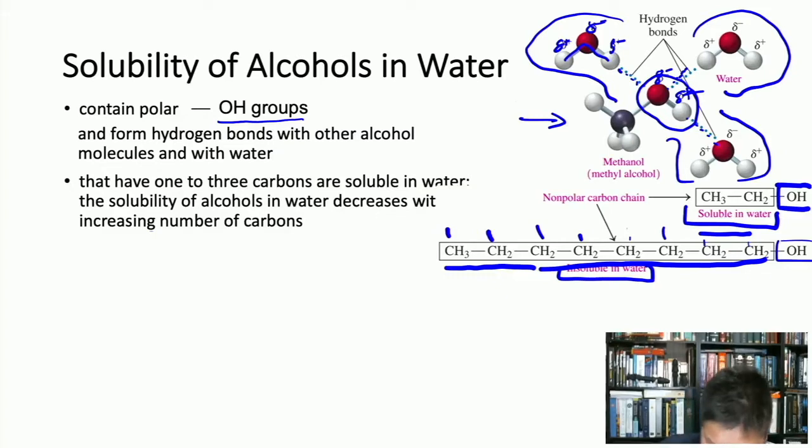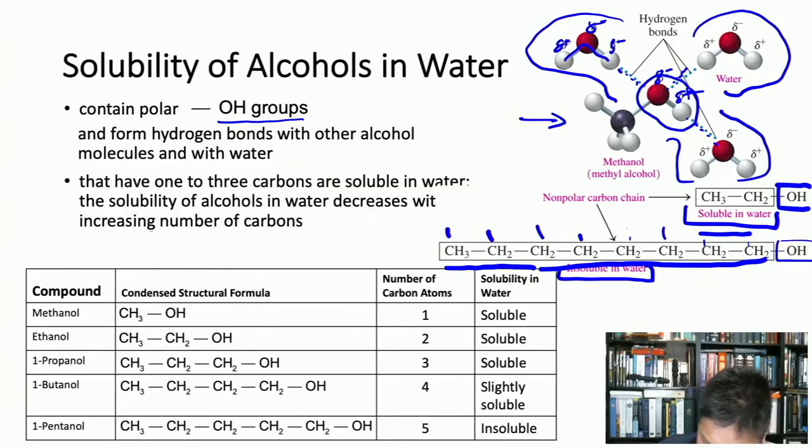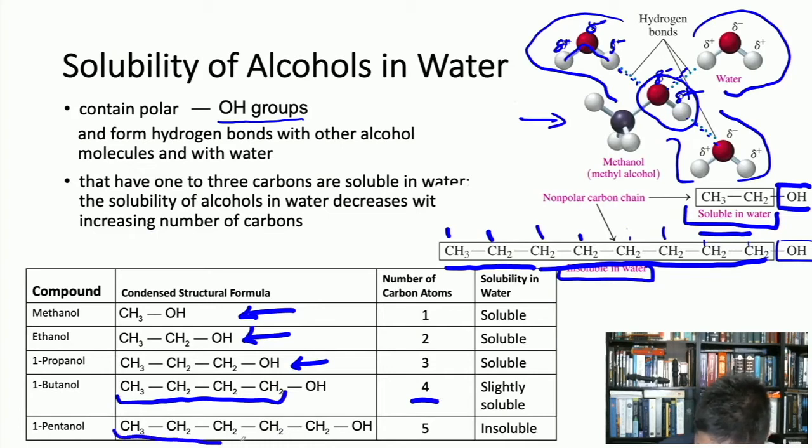Surely I have a chart to show you. Yes, I do. So here we are with methanol, 1 carbon. Ethanol, 2 carbons. They're both soluble. 1-propanol is still soluble, right? But then we get to butanol, 4 carbons, slightly soluble, right? But once you get to 5 carbons, that's where the breaking point is. 5 carbons, it is considered insoluble in water, right? Remember that.